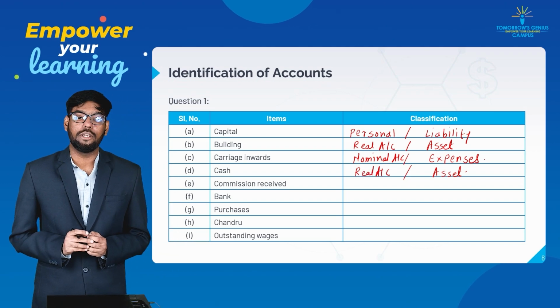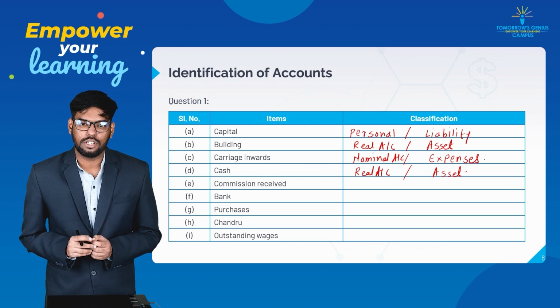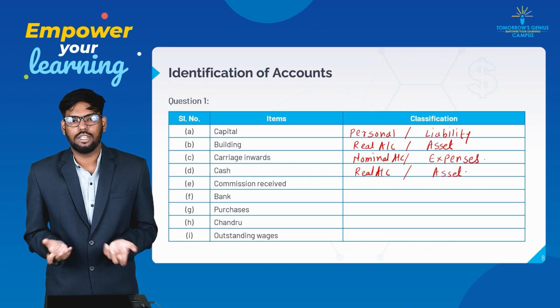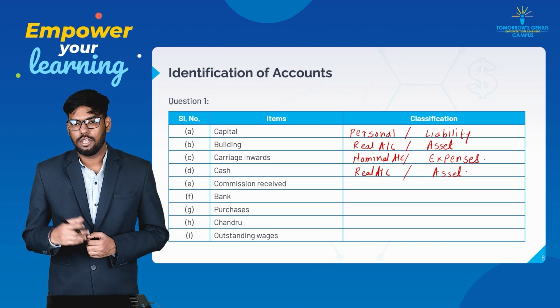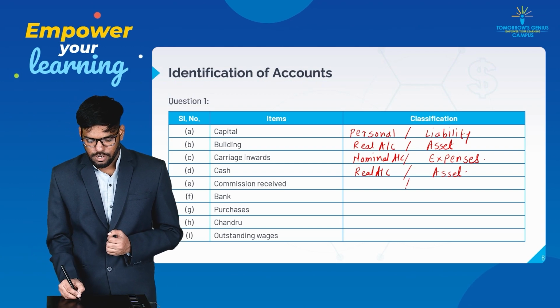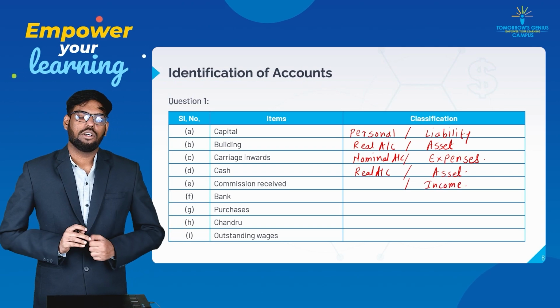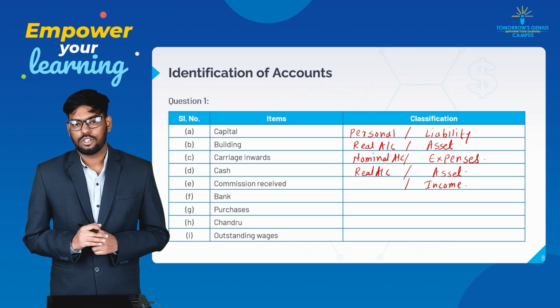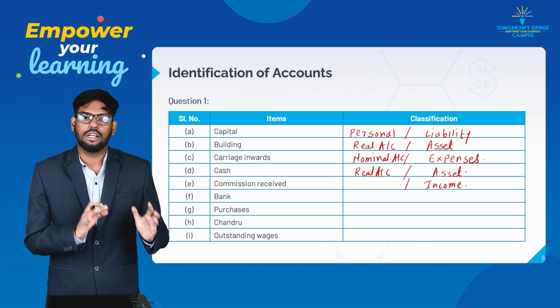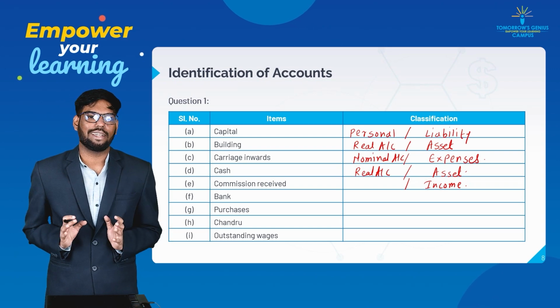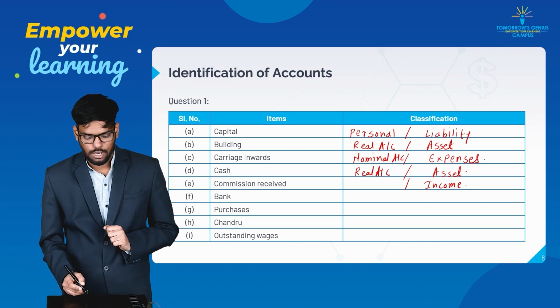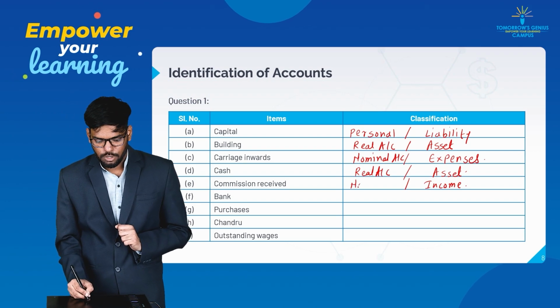Then, next is commission received. Commission received, anything received by you is your income, right? So as per the modern approach, any amount received by you is your income. So it will fall under the account of income. Then what about the traditional approach? As per the traditional approach, we know income and expenses fall under the category of nominal account. So commission received we are going to record, or we have to identify, as a nominal account.